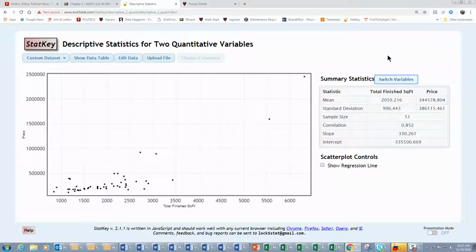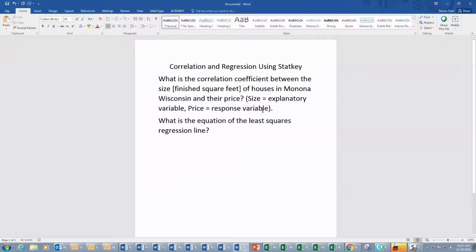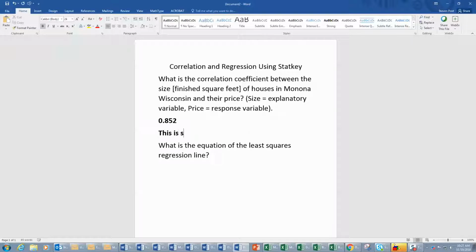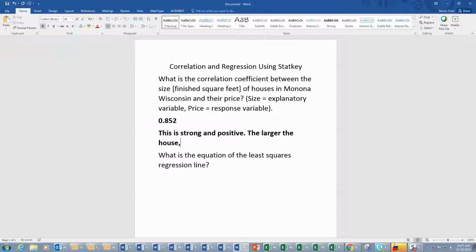Okay, and now my summary over here tells me the correlation coefficient, 0.852. So what's the correlation coefficient? 0.852. What's the interpretation? This is strong because it's close to 1, and positive because it's greater than 0. What that means is the larger the house, the more it costs. Not very surprising, but it tells us that knowing the size of a house does quite a good job of predicting its price in Winona. Strong because it's close to +1, positive because it's positive.